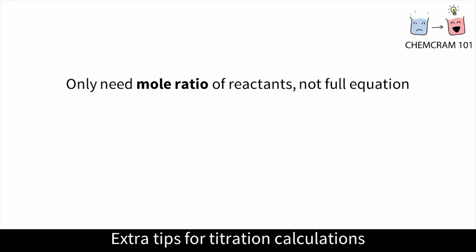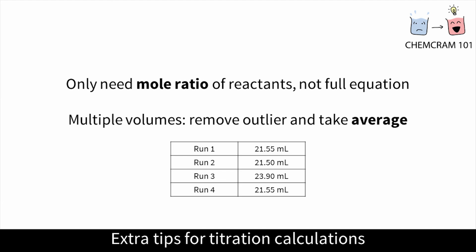Note that we don't actually need the full balanced equation to solve this question, since we only use the mole ratio to convert between the reactants. So if you know the ratio of reactants, you can still solve the titration calculation. Sometimes the question will also give you a number of titration volumes, since in real life, the titration will be repeated a bunch of times to improve reliability. You need to remove any outliers, then use the average volume in your calculation. In this sort of question, there's usually one outlier.